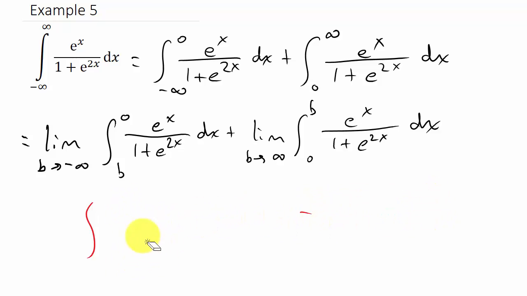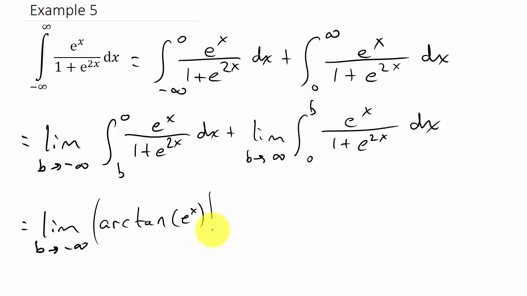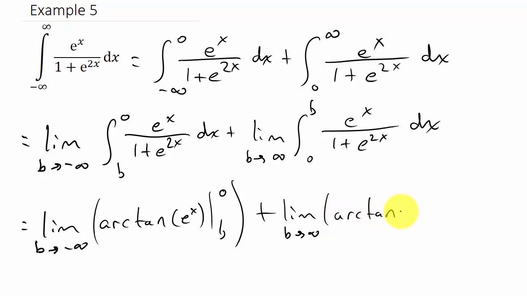So the antiderivative of this would be the limit as b goes to negative infinity of arctan e to the x, going from b to 0, plus the same thing, the limit as b goes to infinity of arctan e to the x, and in this case it would be from 0 to b.